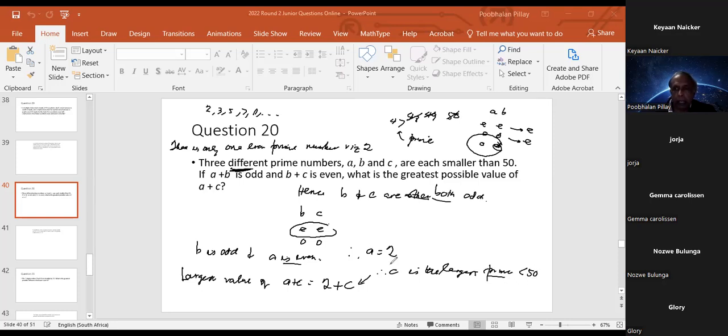And it wasn't without any reason that I've said that 47 is the largest prime. You can see 48 is not, 49 is not, 50 is not. So 47 is the number that we're looking for. So 47 is a prime number. So this is 2 plus 47. So the answer to the question, the largest value of A plus C is 49. So C is 47. 2 plus 47 is 49.